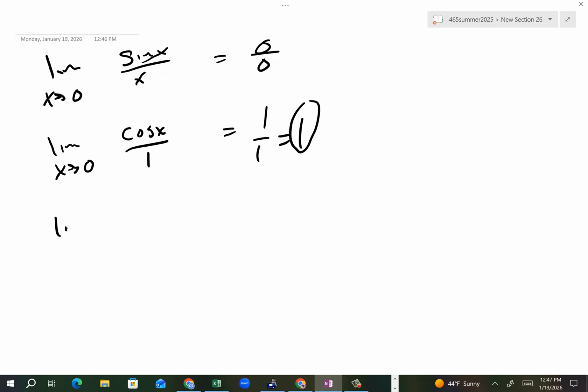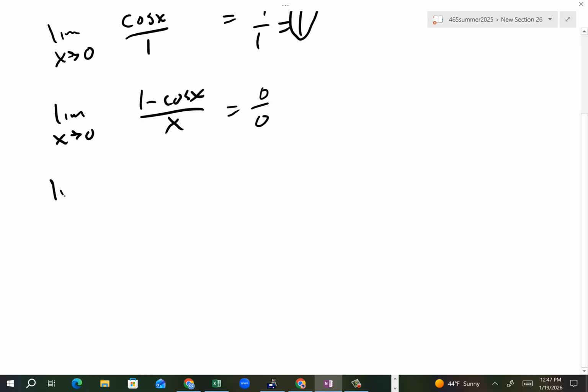Wait a minute. What about this fella? The limit as x approaches 0 of 1 minus the cosine of x over x. Well, well, that's 0 over 0. I know. That's no bueno. So let's take the derivative, shall we? As x approaches 0, you will get 1 in the basement.